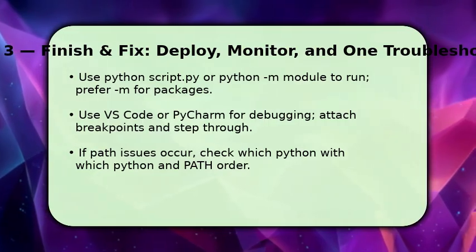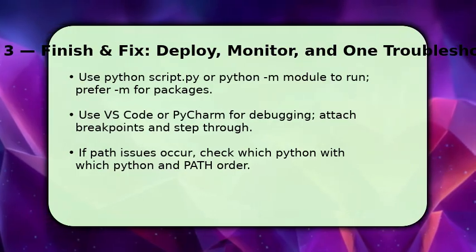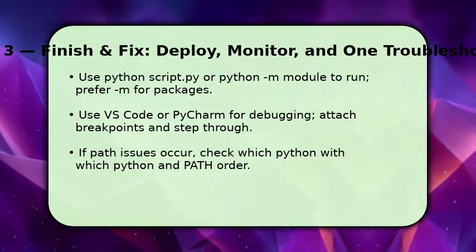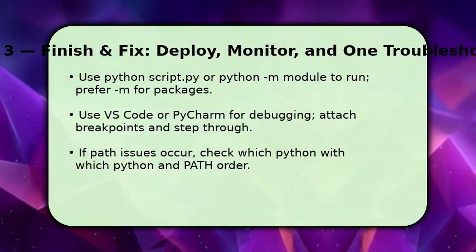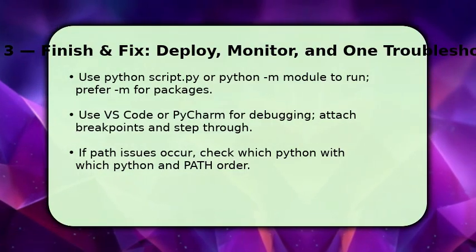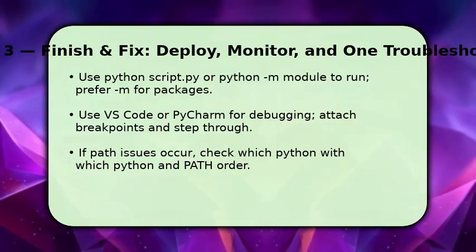For debugging, open your project in VS Code or PyCharm, set breakpoints, and step through to inspect variables. If commands point to the wrong Python, check which python and echo $PATH to verify Homebrew's bin is first. If that fails, deactivate virtualenvs and re-source the correct activate script to fix it.